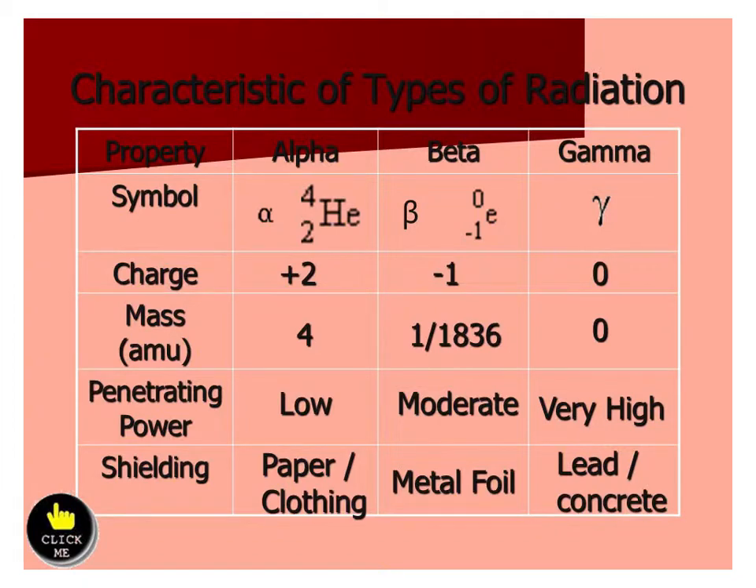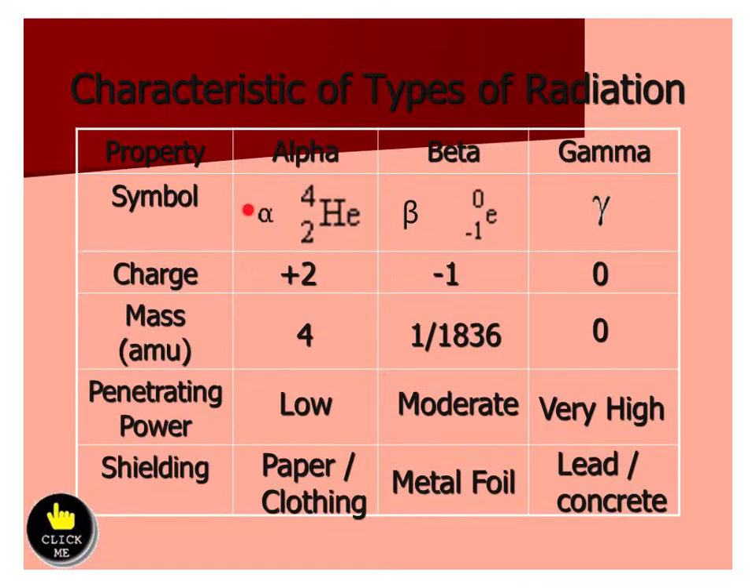Let's talk now about the characteristics of each type of the radiation. On this side of the slide, I'm going to list the symbol. So here we go. This is the property, and here's my symbol: charge, mass, penetrating power, and shielding. I'll get to all these in a minute. And then we have our alpha particle, or alpha decay, beta particle, or beta decay, and then our gamma particle, gamma decay. Let's just quickly go through each one by the columns.